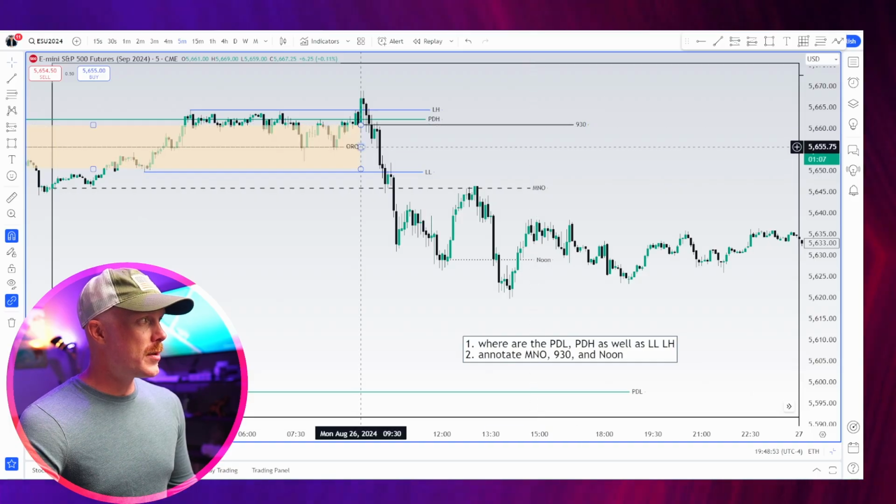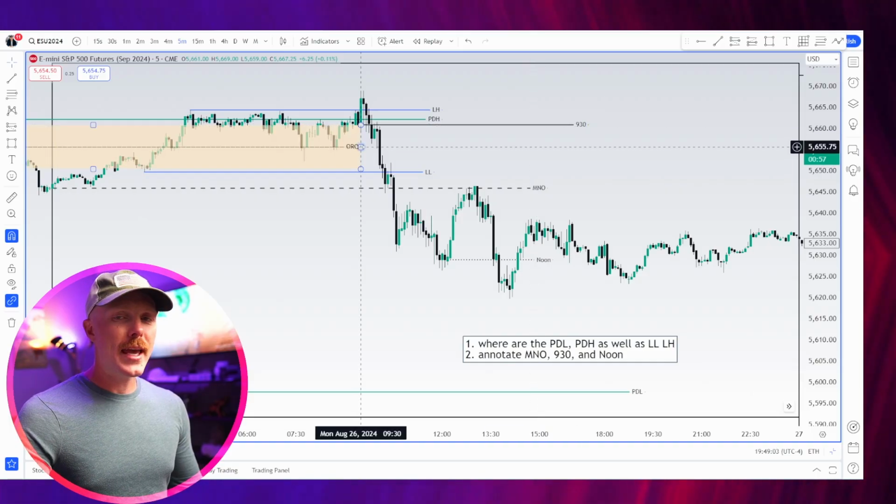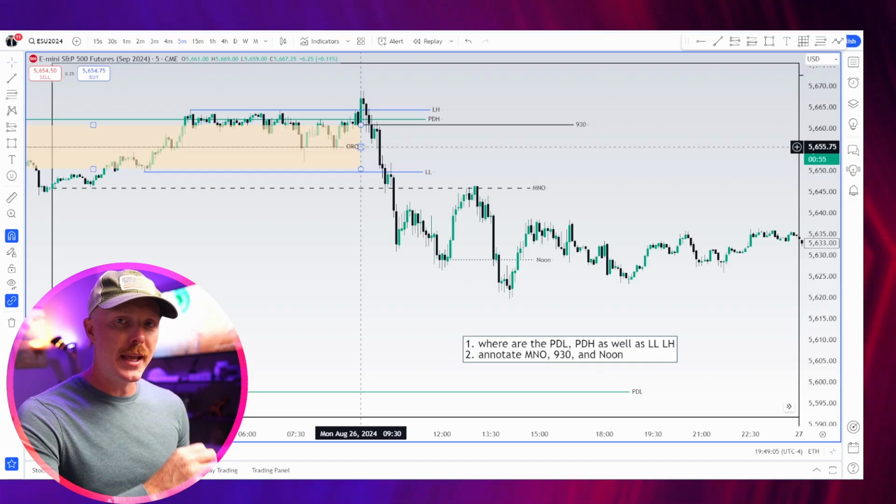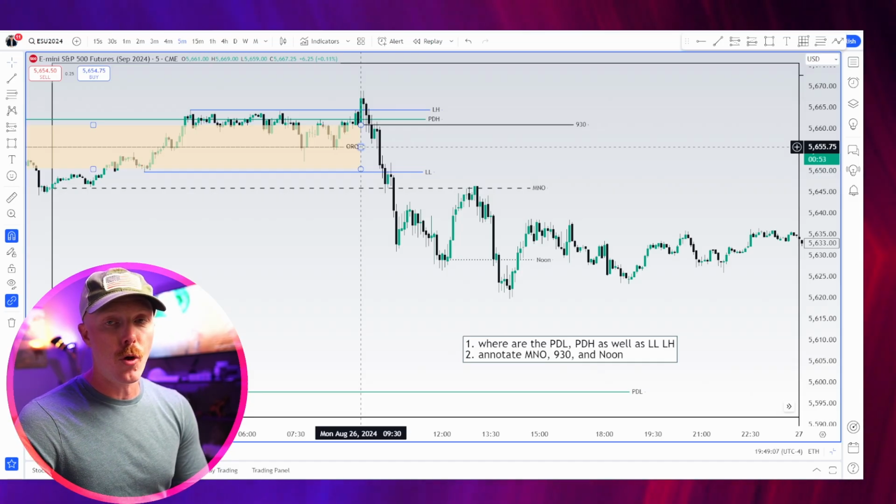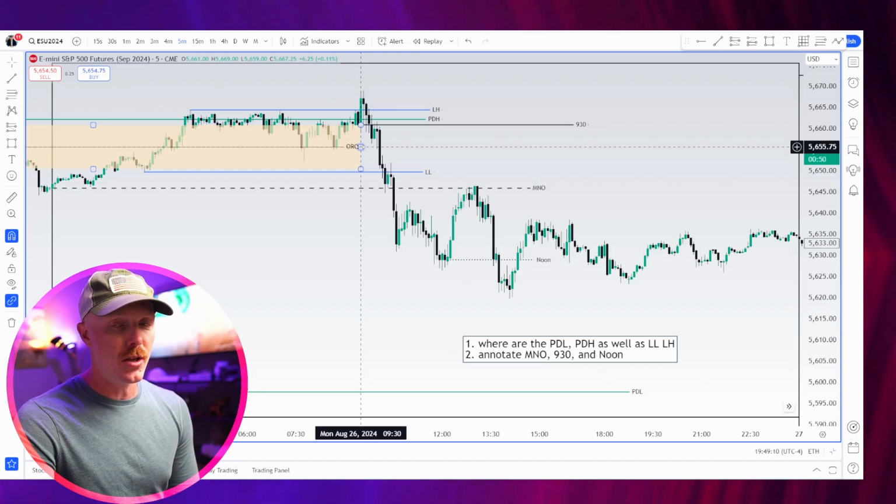Right here is going to be our opening range gap, which I'll make a complete another video where I explain this in detail and how I use this for many of my entries. I'll link that video here.